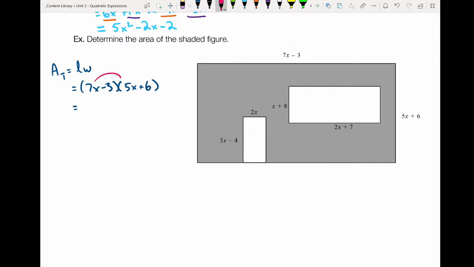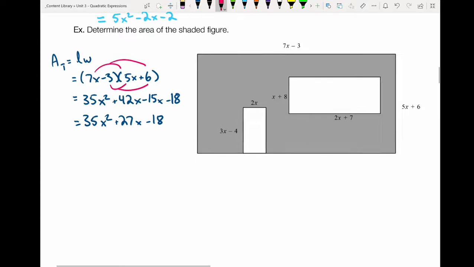I'm going to use my FOIL method. Get 35x squared plus 42x minus 15x minus 18. I'm going to collect my like terms. So 42 minus 15, so plus 27x, and then minus 18. So that's the total area.